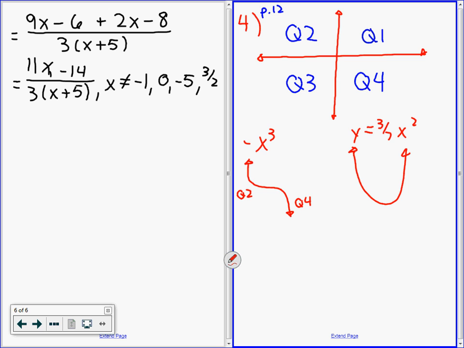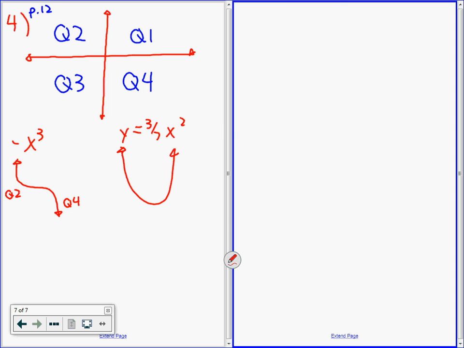Negative 0.1x to the 11. Okay, this one looks frightening, okay? What does x to the 11 look like? Y equals x or y equals x squared? Y equals x, okay? And it's a negative, so this is actually going to look very much like this one. Okay, because it's going to be negative and it's going to be even, looks like that.